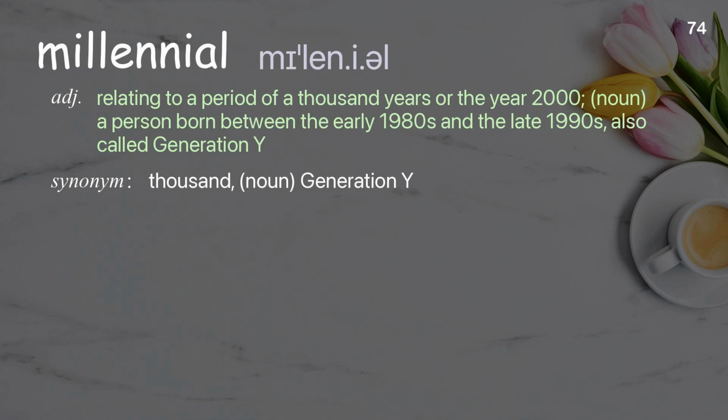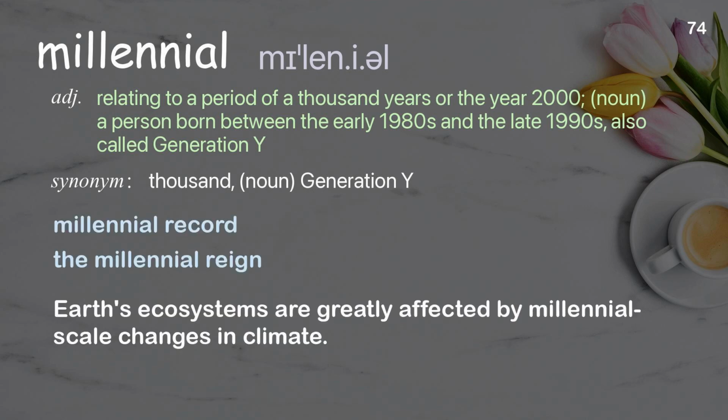Millennial. Relating to a period of 1,000 years or the year 2000. Noun, a person born between the early 1980s and the late 1990s, also called Generation Y. Examples: Millennial record. The millennial reign. Earth's ecosystems are greatly affected by millennial scale changes in climate.